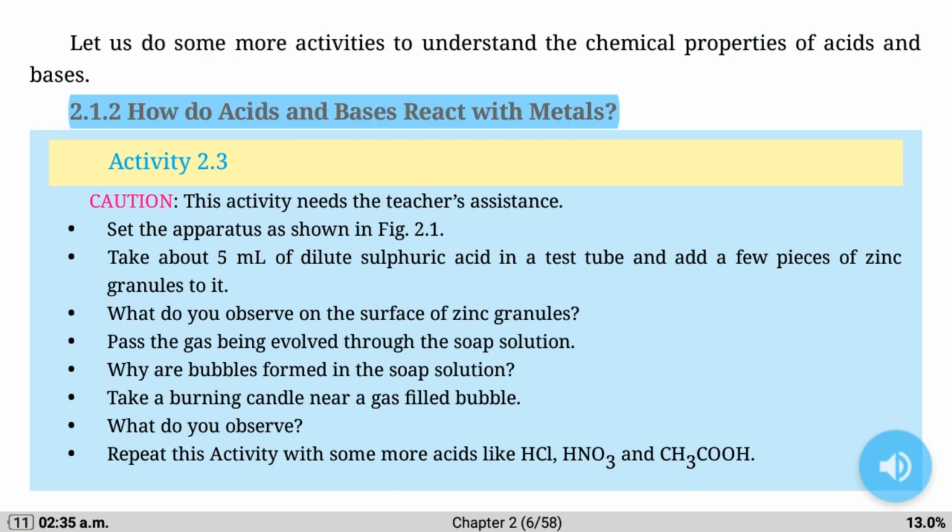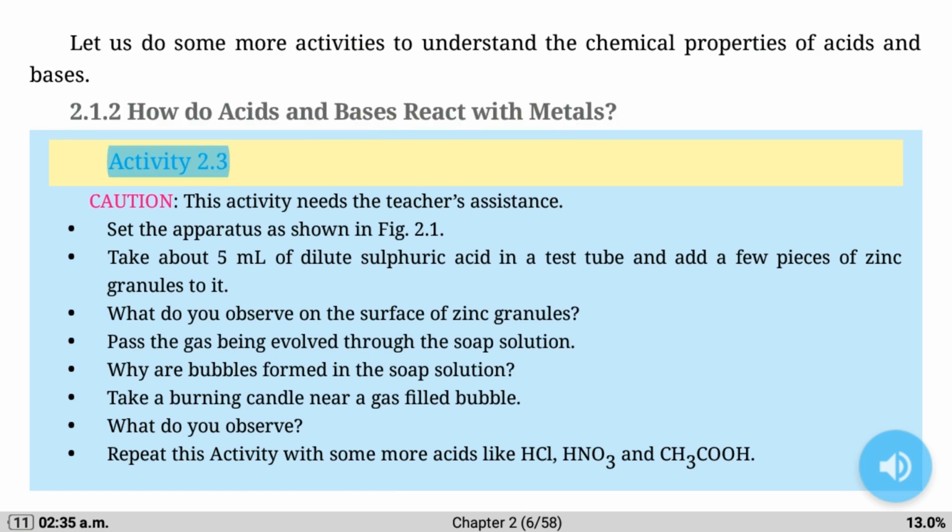2.1.2 How do acids and bases react with metals? Activity 2.3. Caution: this activity needs the teacher's assistance. Set the apparatus as shown in Fig. 2.1. Take about 5 ml of dilute sulphuric acid in a test tube and add a few pieces of zinc granules to it. What do you observe on the surface of zinc granules? Pass the gas being evolved through the soap solution. Why are bubbles formed in the soap solution?